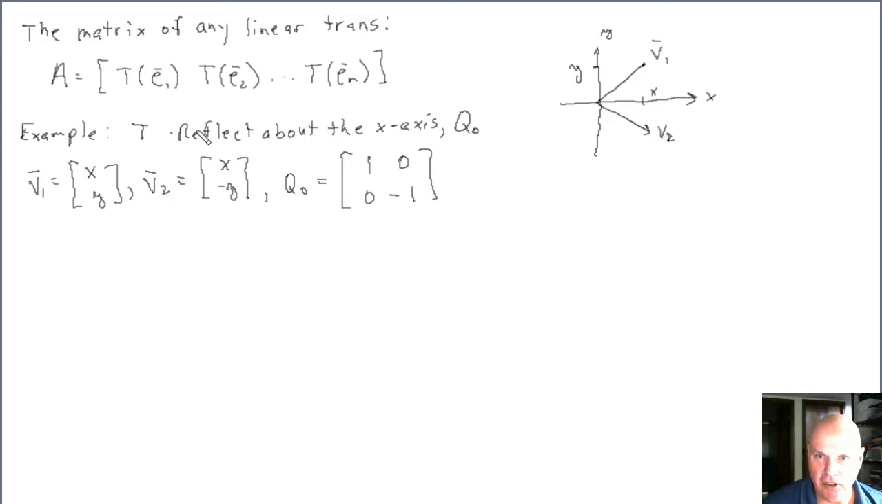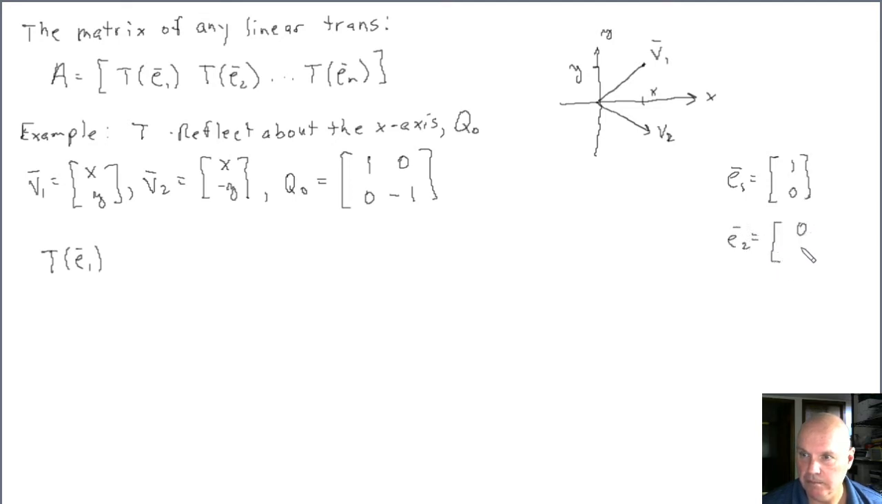But now let's actually use this technique to get the Q0. So it says the transformation applied to our first basis vector, e1, which is just our x-directed unit vector, 1, 0. And similarly, e2, which would be, again, the second column of the corresponding 2 by 2 identity matrix.